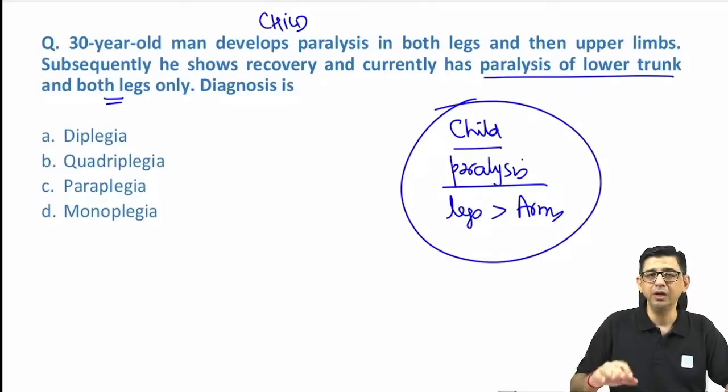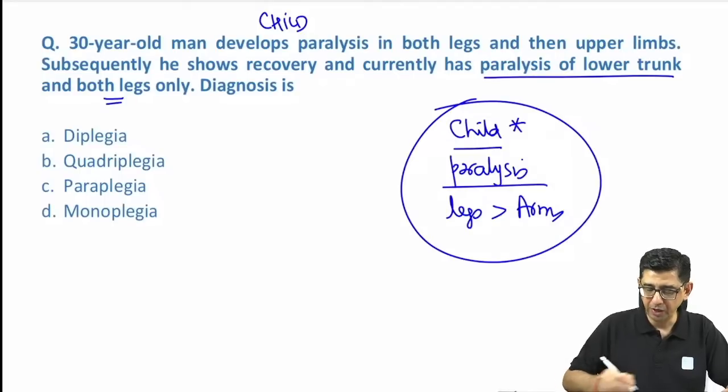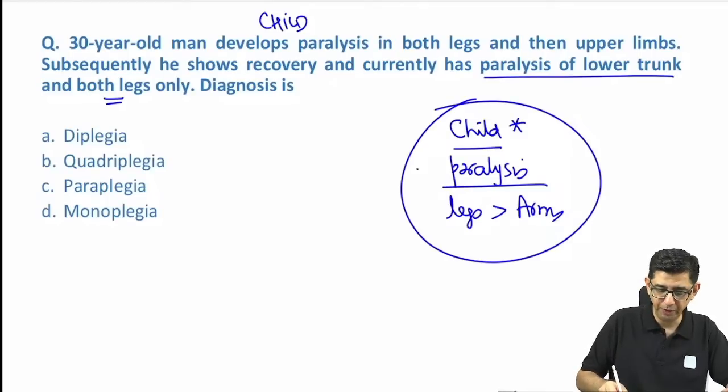Yes, I understand. I got the question. If it is an adult, I'm totally saying not a problem. If it is an adult, then I'll obviously talk about paraplegia because it's a paralysis of the lower legs as well as the trunk. But if a question is on a child with paralysis more in the legs as compared to the arms, then the answer for the question will turn out to be diplegia.